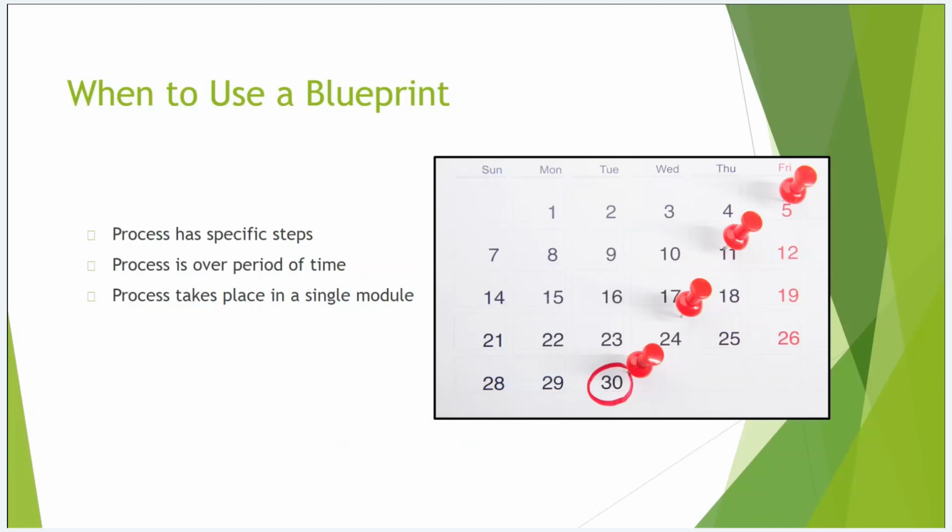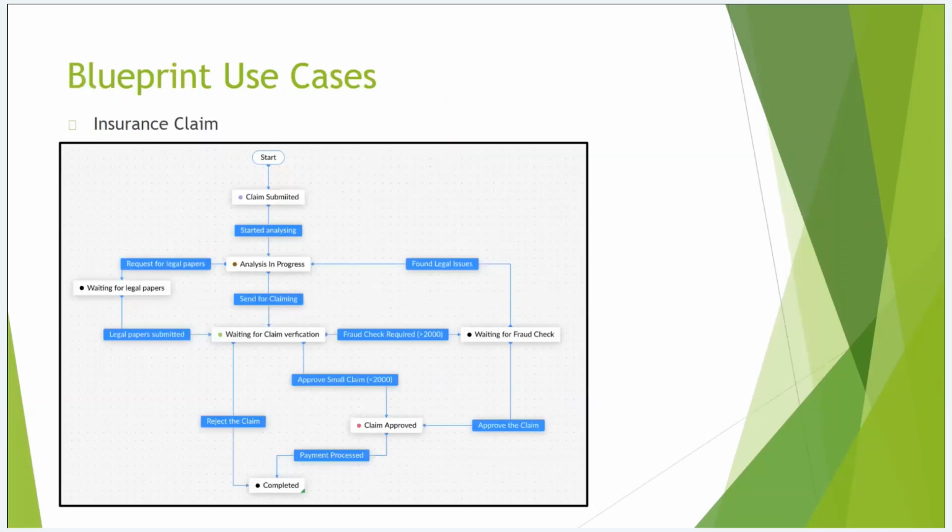You should use a blueprint when the process happens over time and has specific steps, and when the process takes place in a single module. So I have a few examples of blueprint use cases. The first is an insurance claim. We can see from the flowchart that the claim is submitted, analyzed, verified, checked for fraud, and rejected or approved and completed.